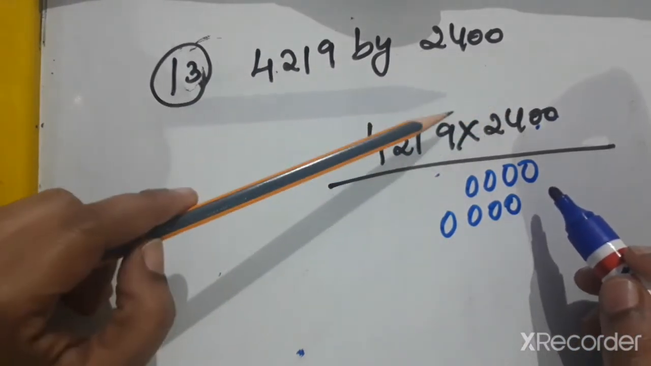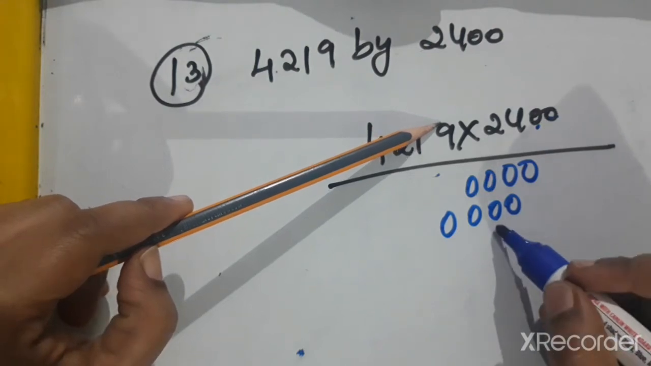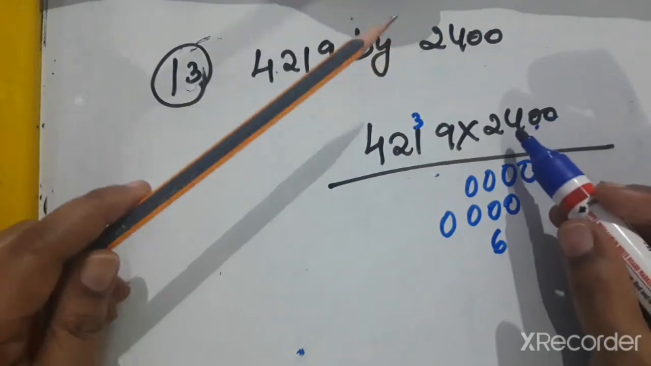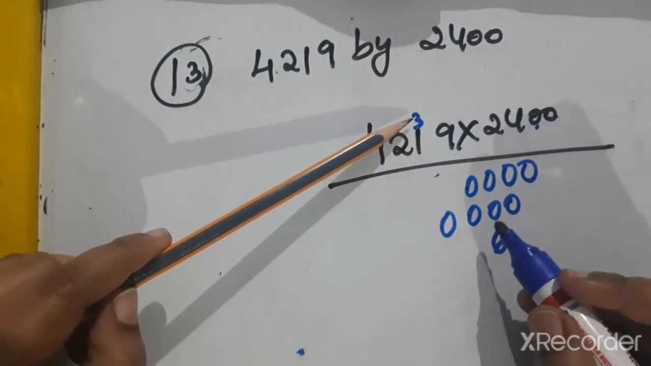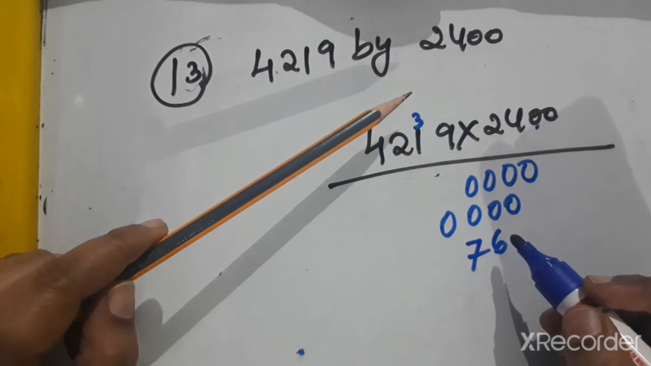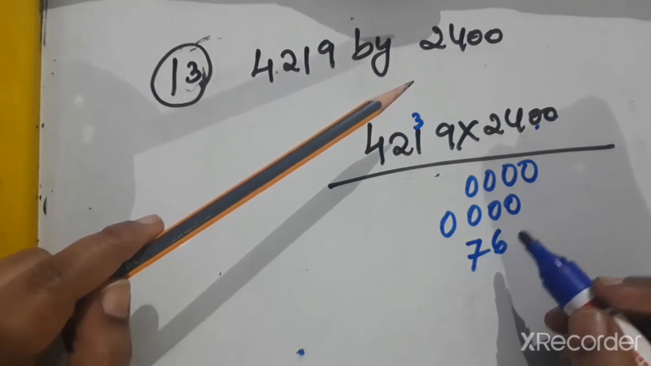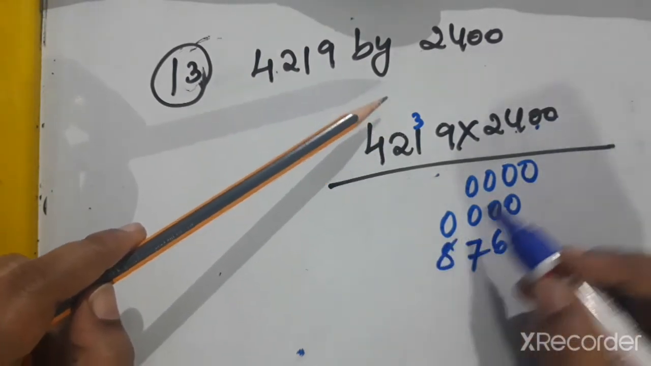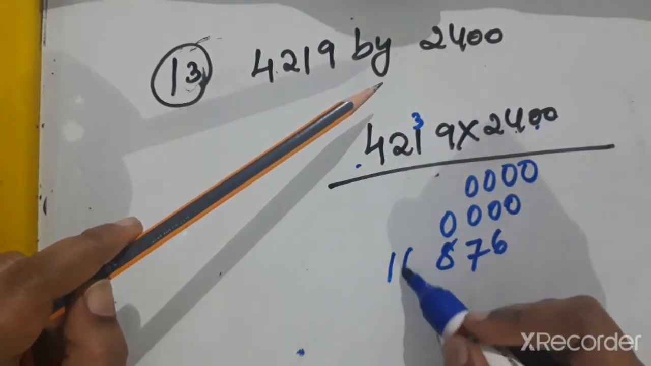Now with 4 we have to multiply each number. 4 9s are 36, so 6 here, 3 carry out to next place. 4 1s are 4, 4 plus 3 is 7. 4 2 1 9. Okay. 4 2s are 8. Then 4 4s are 16.